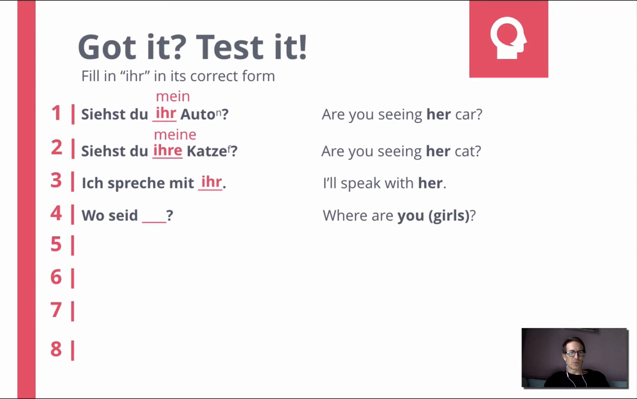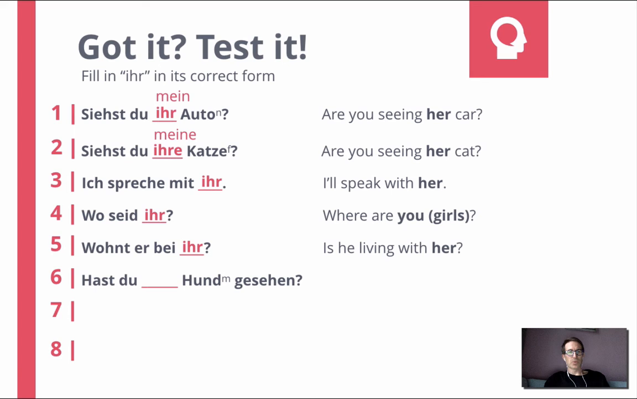Where are you, girls or boys? There is no noun following the gap, so what do? Put the ihr there, very easy. So we are not formal with the girls, so it's still a lowercase ihr. Wohnt bei? Again, after the gap, the ihr, there is no noun, so what do? The same as we did in 3 and 4. Just put the ihr there.